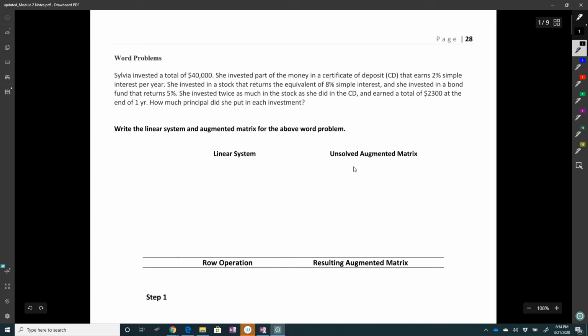All right. So for this word problem, the first thing we're going to do is find the variables. And the variables basically are the how much principal. So that's what I'm looking for, my unknowns. So in this case, x is going to be the amount invested in the CD.